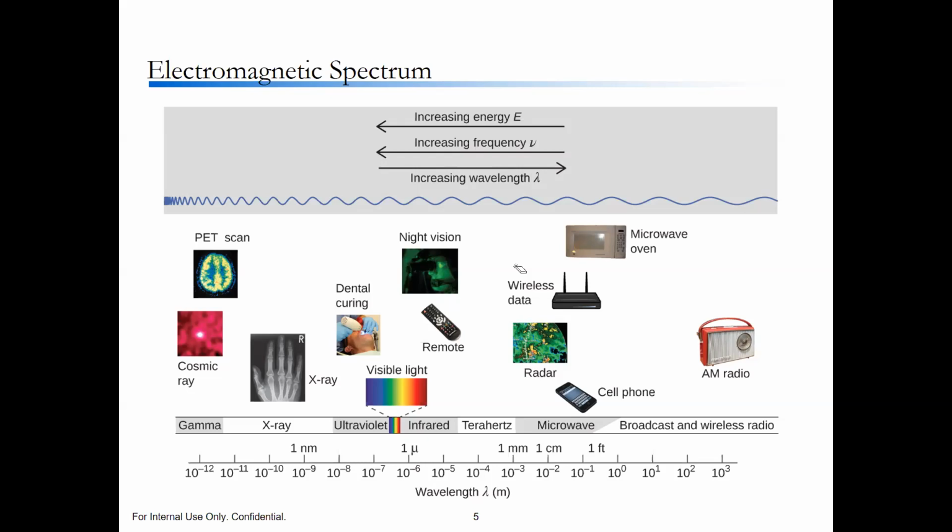So, what types of light are there? Oh, there's a lot of different types of light. You don't think about them as light, but they are electromagnetic radiation. When you listen to your radio, how does that signal get into your radio?